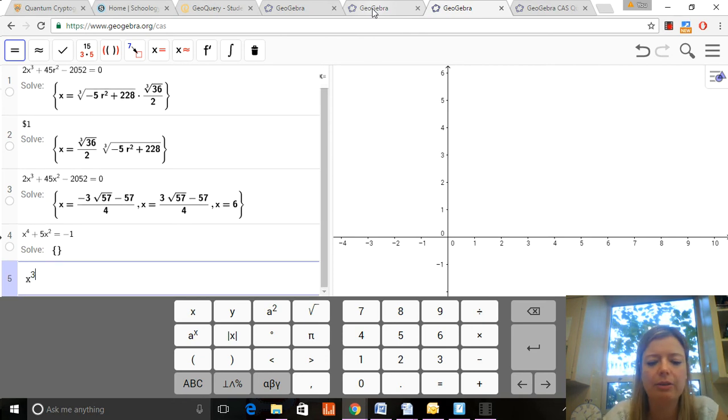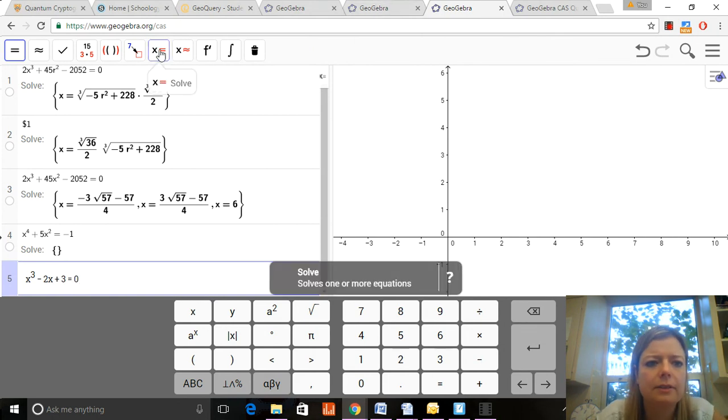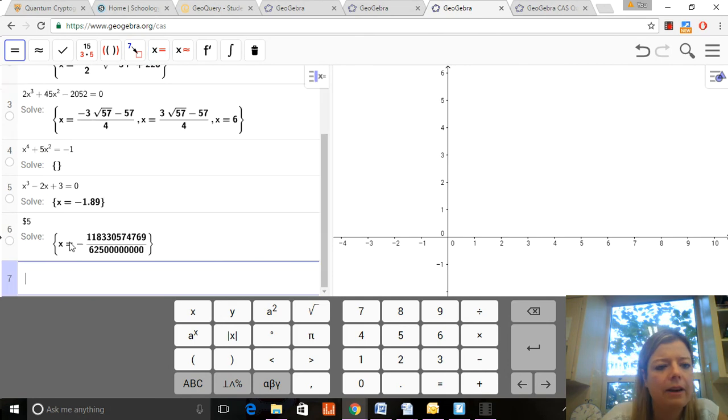So x to the power 3 minus 2x plus 3 equals 0. And then we press x equals to solve. And there is our answer. Sorry, ignore that. I don't know why I pressed it twice. Here it is right here. X equals minus 1.89. So that's our answer.